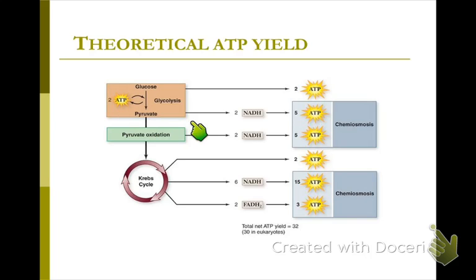So in the process of respiration, essentially we have 3 steps. The first step is glycolysis, and in the process of glycolysis, this is where you're going to take glucose, that 6-carbon sugar, and break it into 2 3-carbon pyruvates.